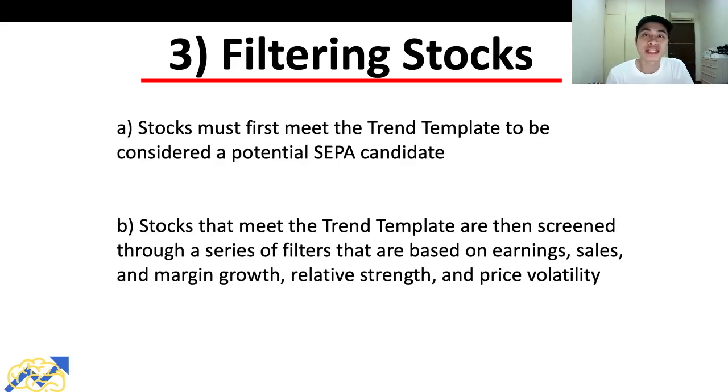When Mark Minervini looks at stocks, they must first meet the trend template to be considered a potential SEPA candidate. The stocks that meet the trend template criteria are then screened through a series of filters that are based on earnings, sales and margin growth, relative strength, and price volatility. And earlier in this video, we have talked about both Mark Minervini's trend template and Mark Minervini's SEPA strategy. So Mark Minervini uses a combination of these two strategies to filter out super performance stocks.